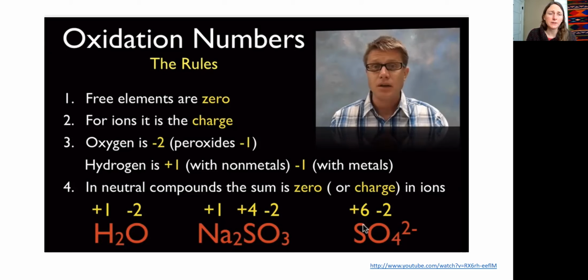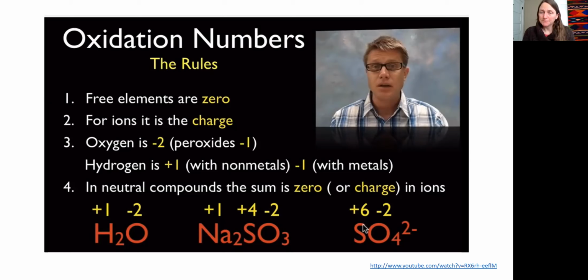So for example, in water, hydrogen is +1 and oxygen is always -2. Since there are 2 hydrogens, we have +2 and -2, so the charge is 0. That makes sense because water is not a charged compound. In Na2SO3, Na has a +1 charge, and there are 2 of them. S has a +4 charge, and O has a -2. There are 3 O's, so that makes -6 and +6, so there's an overall neutral charge.